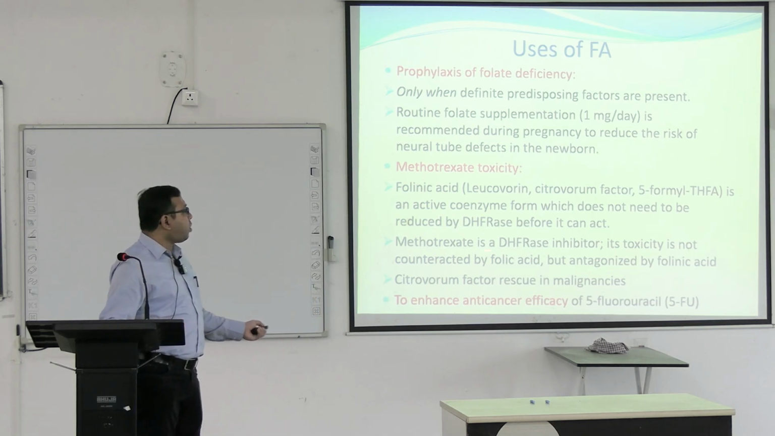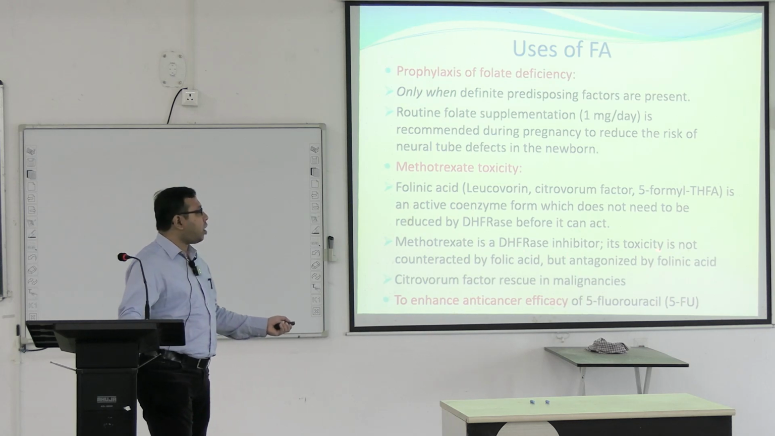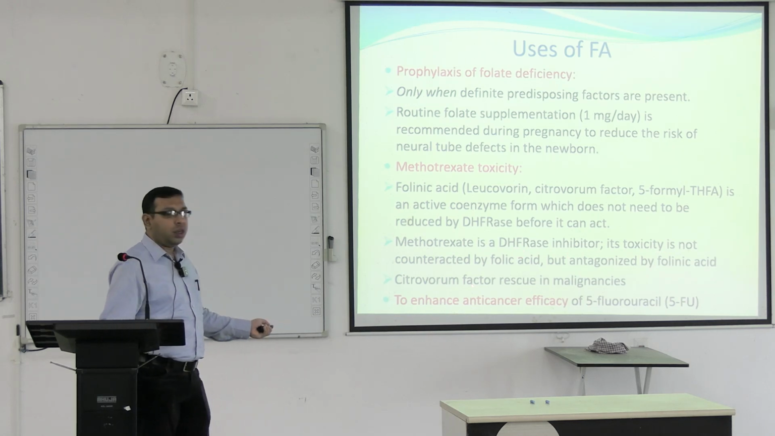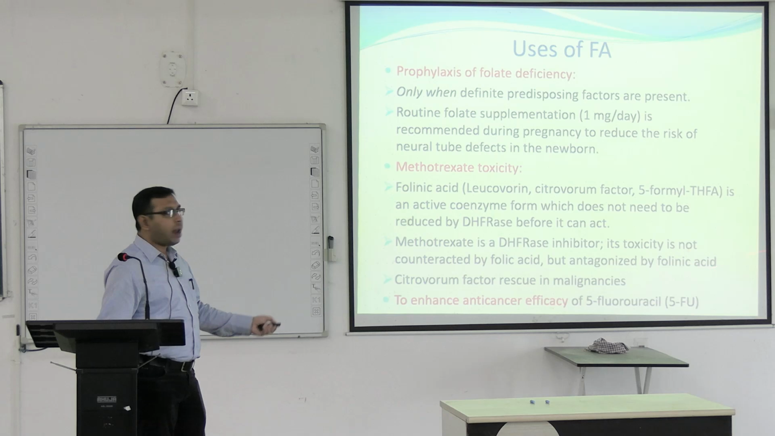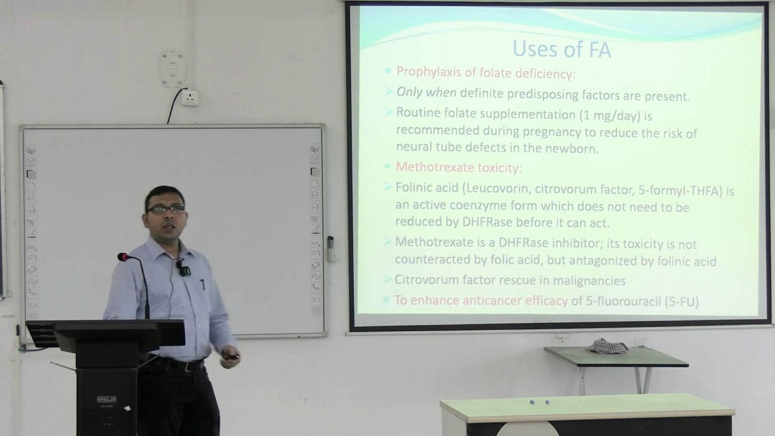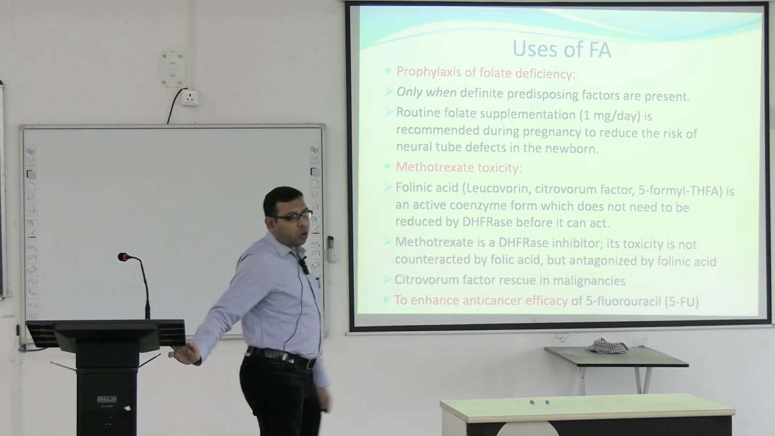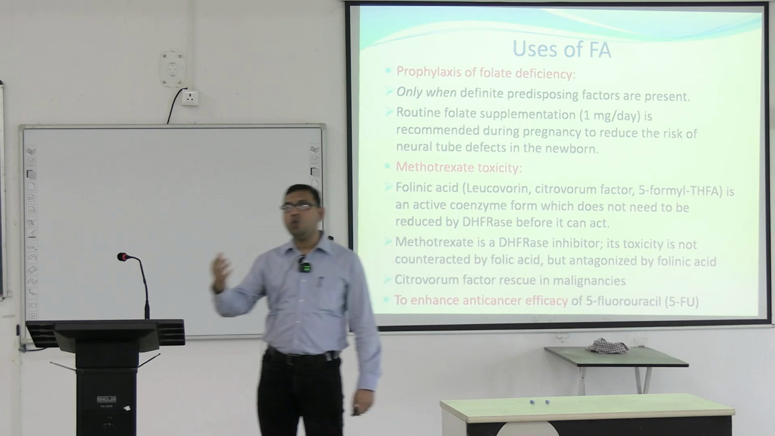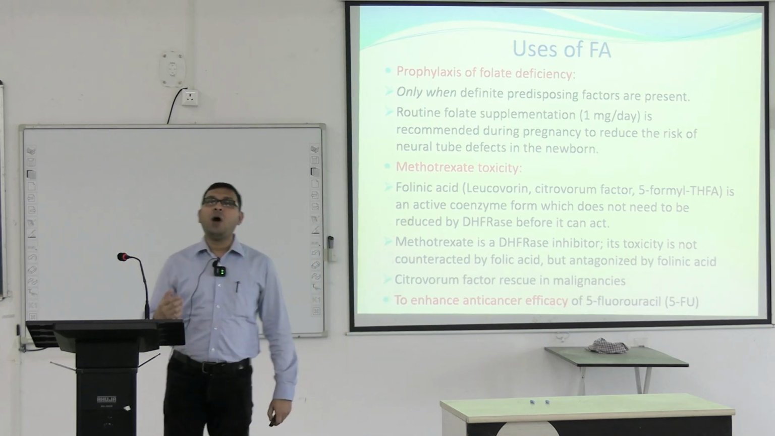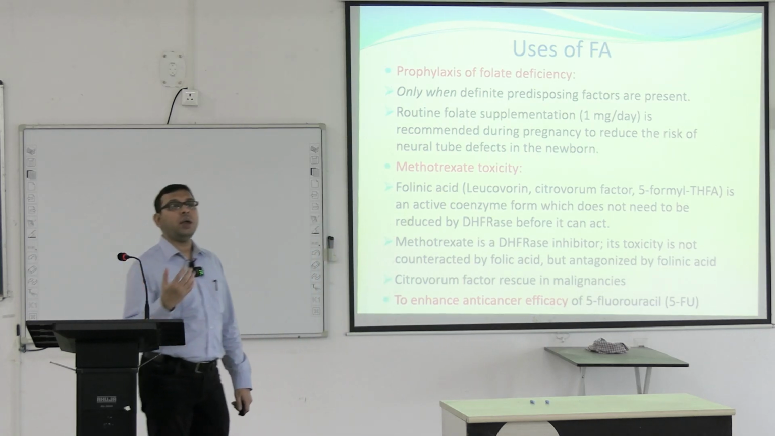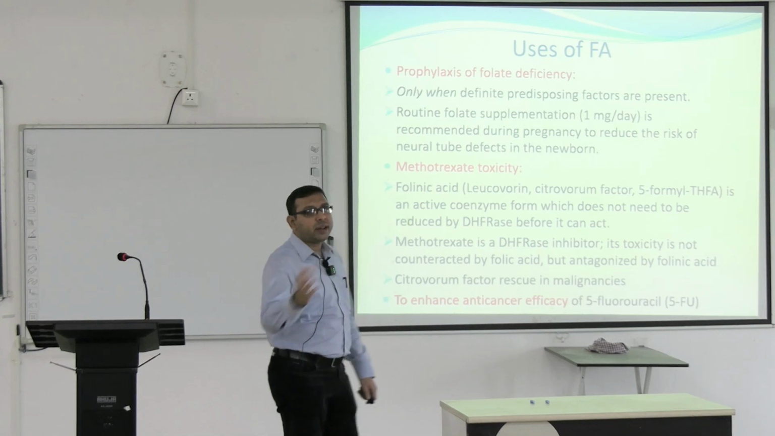Okay. So, methotrexate is a dihydrofolate reductase inhibitor. Its toxicity is not counteracted by folic acid but antagonized by folinic acid. This is also an important question. So, in methotrexate toxicity, or to decrease the methotrexate toxicity, why is folic acid not used? Why is folinic acid used instead of folic acid?